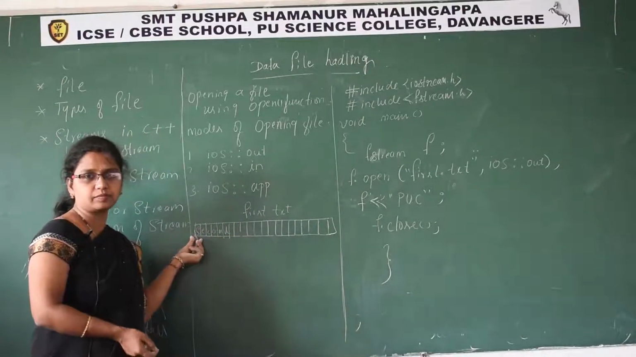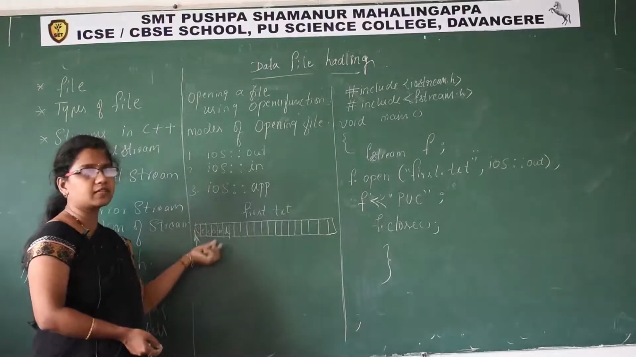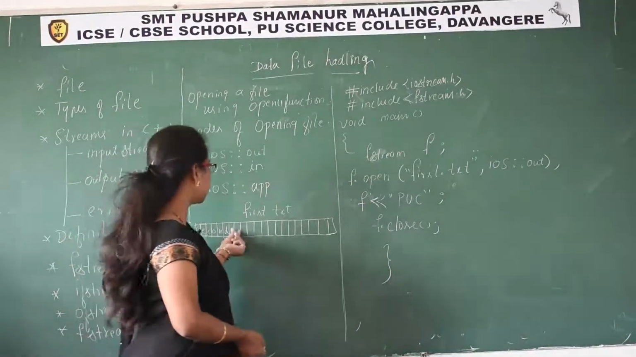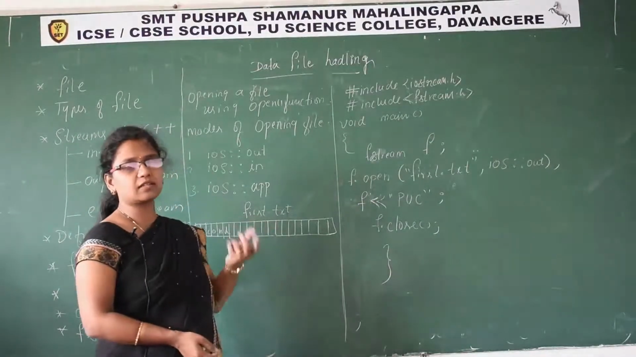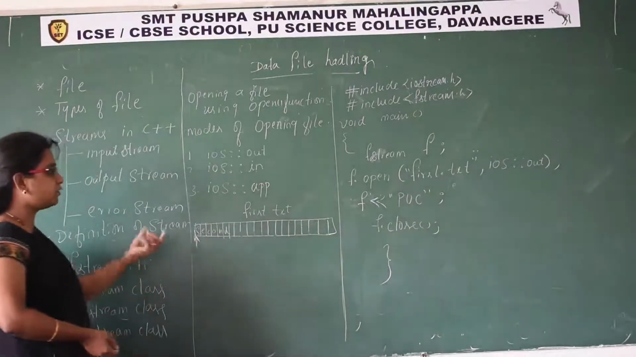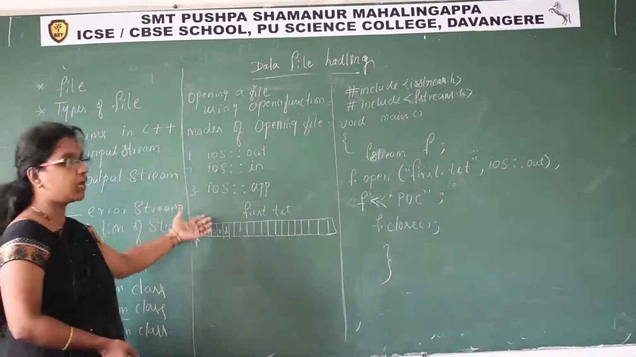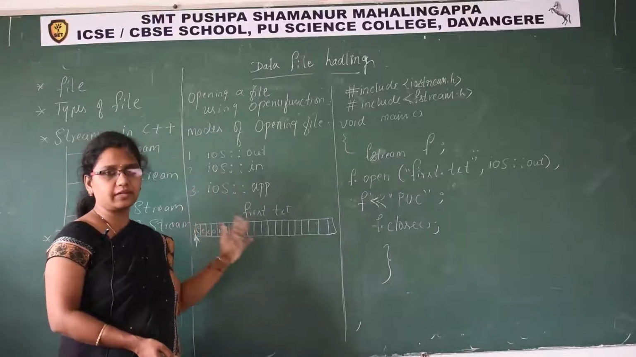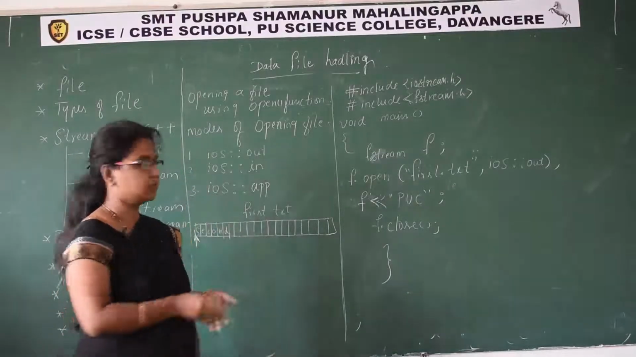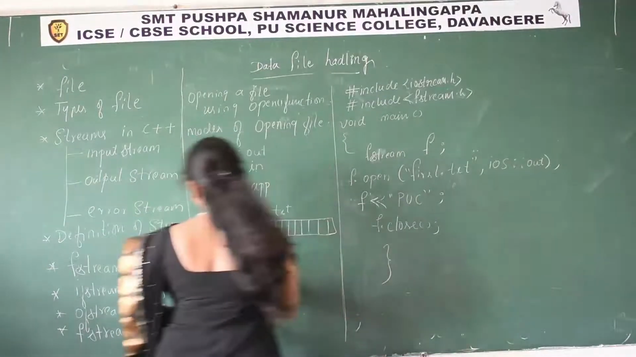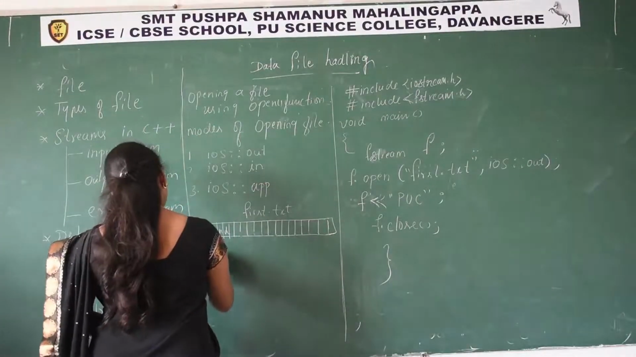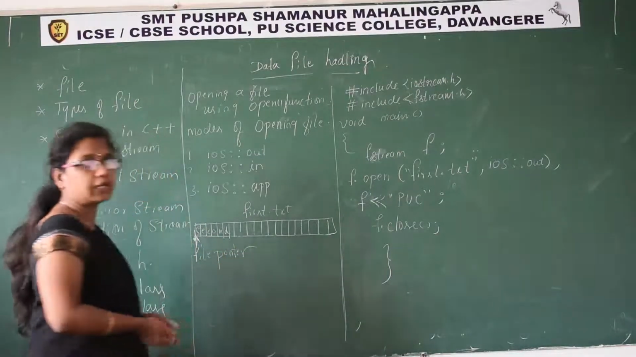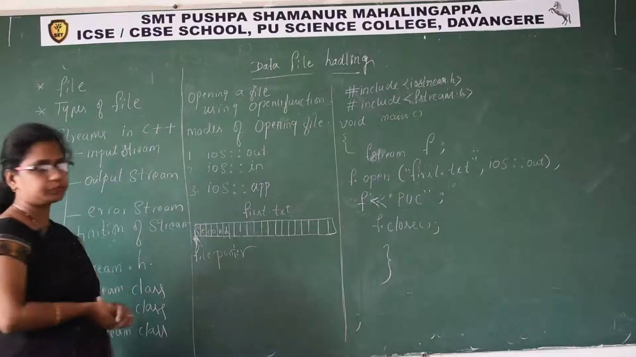At the beginning it will be. When you open a file in read mode, the cursor will be at the beginning of the file. When you open in append mode, the cursor will be at the end of the file. So that cursor, in programming language we call it a pointer, file pointer. Are you understanding? So this is called a file pointer. From now onwards, I'll call that cursor a file pointer.